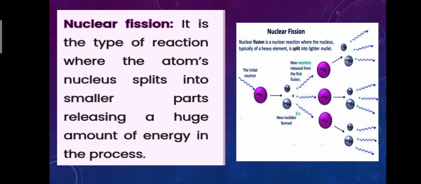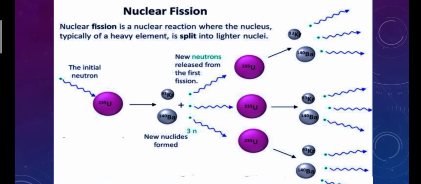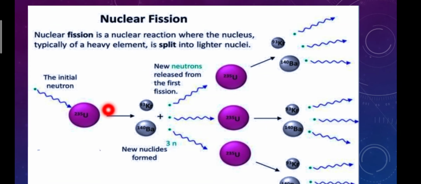There are two types of nuclear reaction. Number one, nuclear fission. It is the type of reaction where the atom's nucleus splits into smaller parts, releasing a huge amount of energy in the process. In nuclear fission, a heavy atom is divided into two smaller nuclei. Nuclear fission is a nuclear reaction where the nucleus, typically of a heavy element, is split into lighter nuclei.